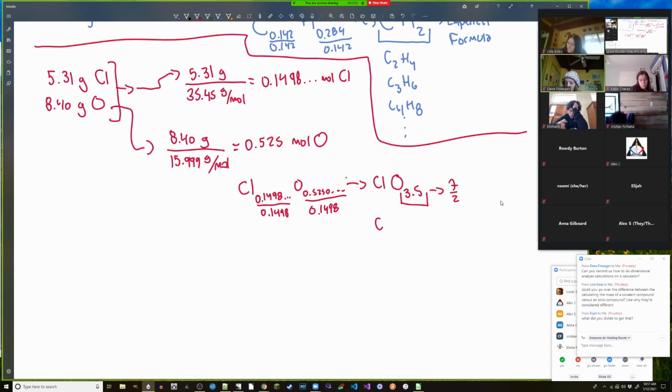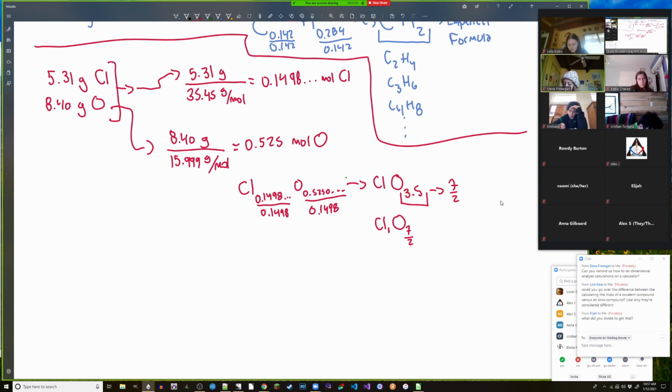So what it looks like is Cl, I'll put a 1 here. Usually you don't put the 1 in the formula, but I'll put a 1 to remind myself there's only one of them. And O, 7 halves. In order to get this into a nice whole number formula, I'm going to multiply both of these subscripts by 2. I need to keep the ratio of them, right? Because this is the correct ratio. There's 1 chlorine for every 7 halves oxygen atoms.